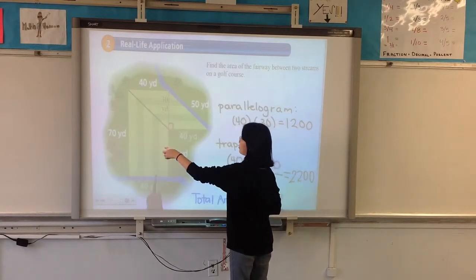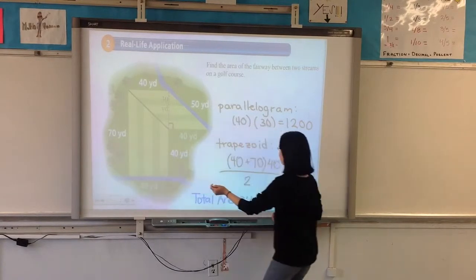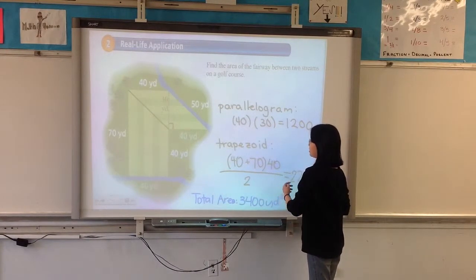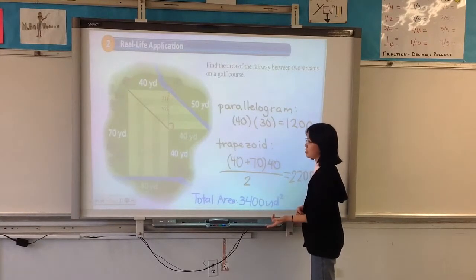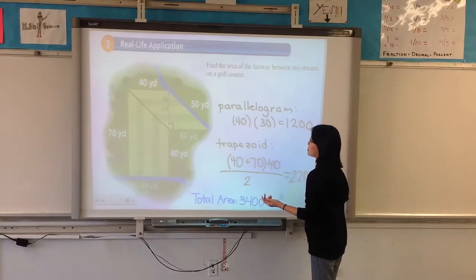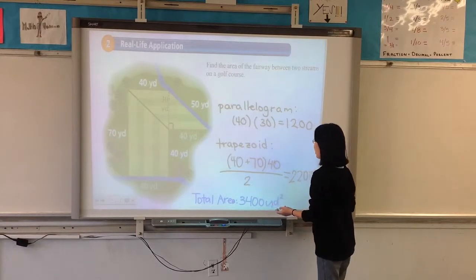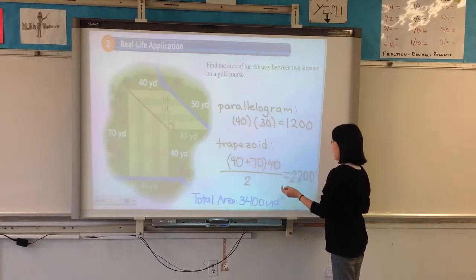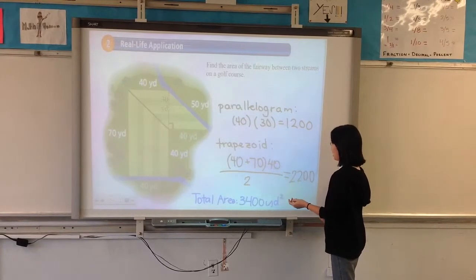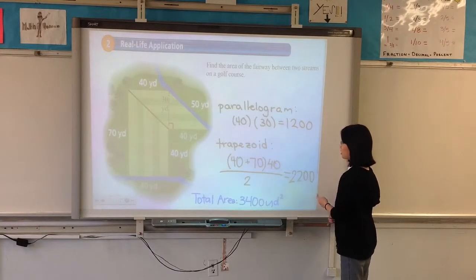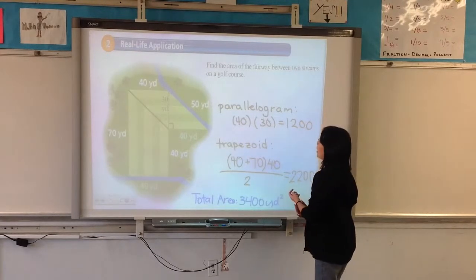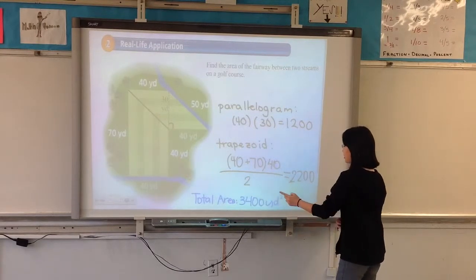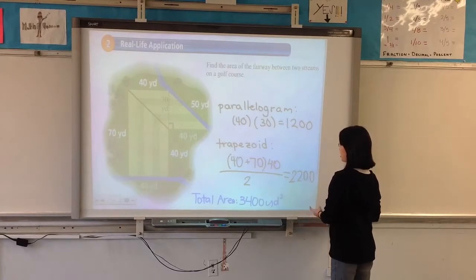So the next thing I would do would be to find the area of this trapezoid. And I would do that by using the area formula base 1 plus base 2 times height divided by 2, since as we just talked about, the trapezoid is only half the area of a parallelogram. So if I were to do the math, the answer that I would get would be 2,200 yards squared. So after finding the area of both these sections, I would add them together to find the total area, which is 3,400 yards squared.